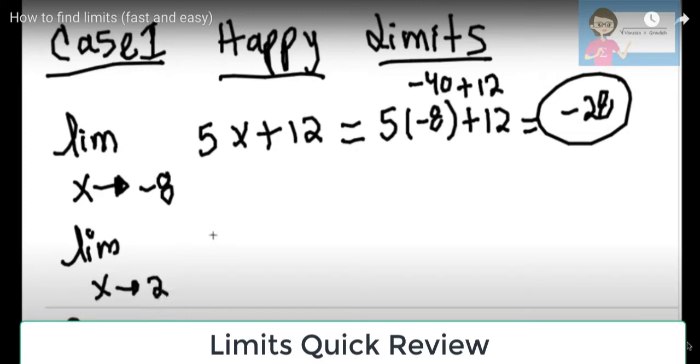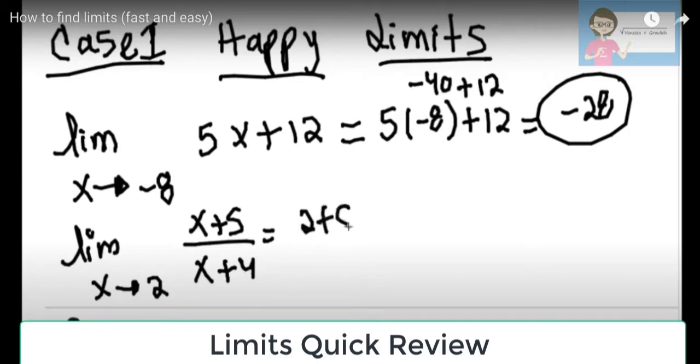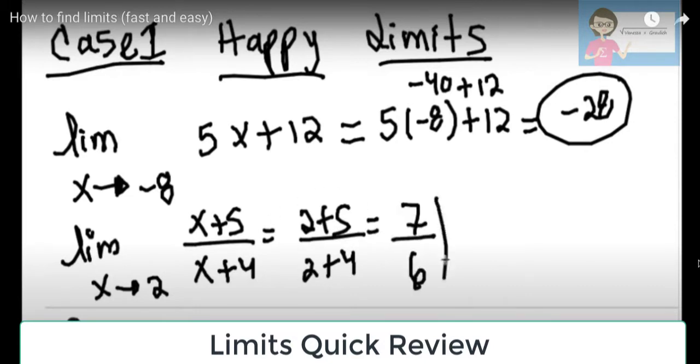Let's do another one. The limit when x approaches 2, and then they give you the function x plus 5 over x plus 4. Now here, I figure out if something weird happens when I plug in 2. Well, when I do 2 plus 5 over 2 plus 4, I say, oh nice, 2 plus 5 is just 7, 2 plus 4 is just 6. So basically, as you can see, case number 1, which I call the happy limits, are the limits where when you plug in your number, nothing weird happens. You just get a whole number or a value.